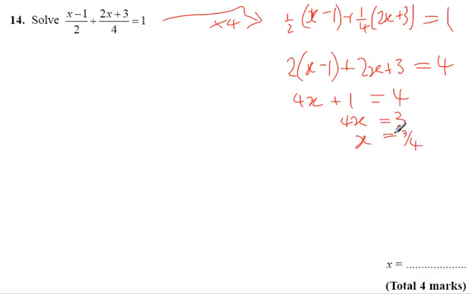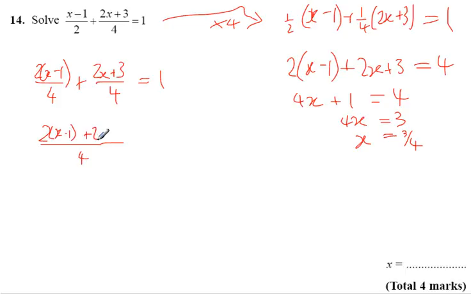Now a different method, if you're not happy with rewriting x minus 1 over 2 as a half of x minus 1, was to combine these two fractions first of all. So we rewrite this fraction as being a fraction over 4. X minus 1 over 2, if we convert the 2 to a 4, we've doubled it, so we need to double the top. So that becomes 2 lots of x minus 1 over 4 plus 2x plus 3 over 4 equals 1. And then we combine the two fractions, so we get all over 4, 2 lots of x minus 1 plus 2x plus 3 all over 4 equals 1, and then we do the same thing.